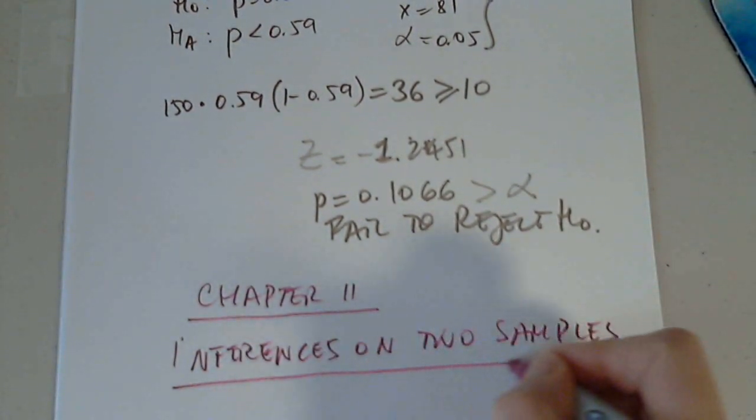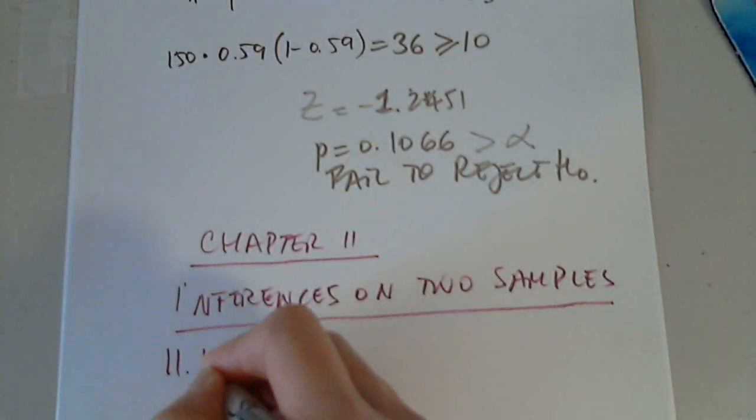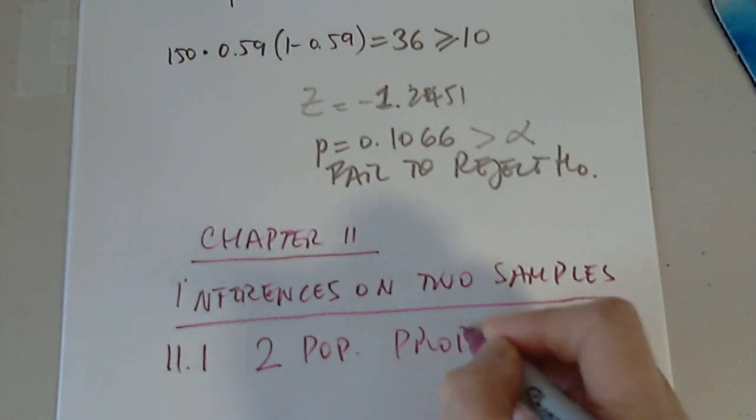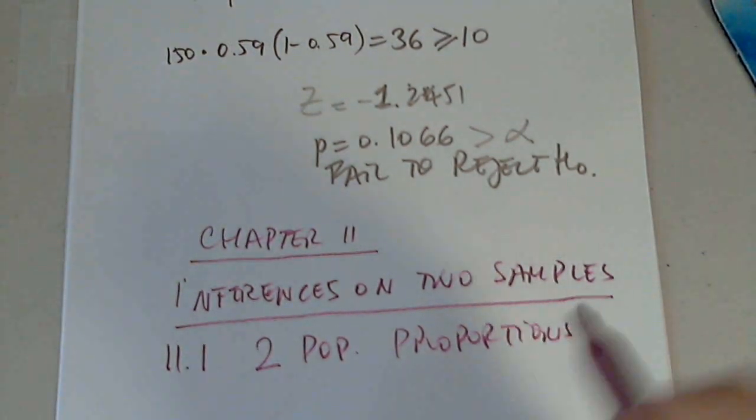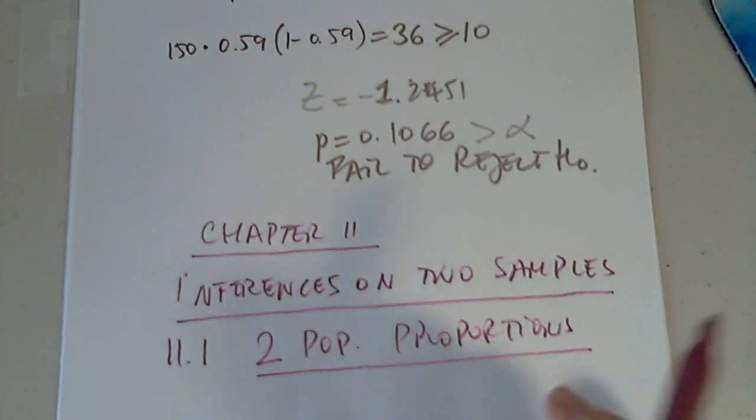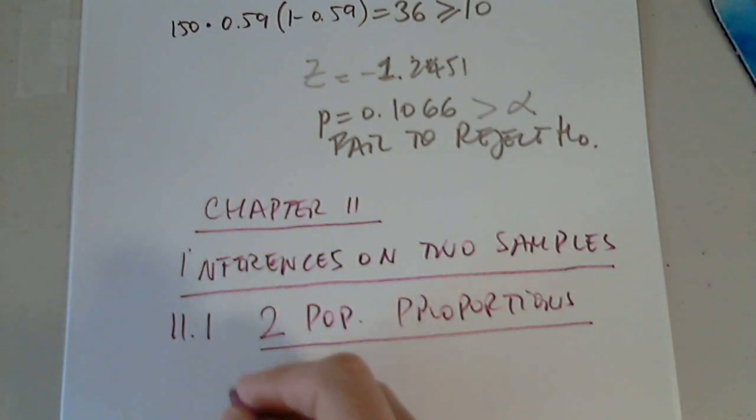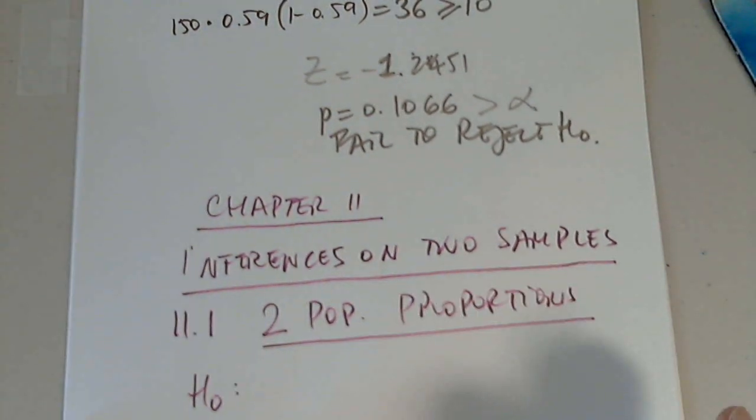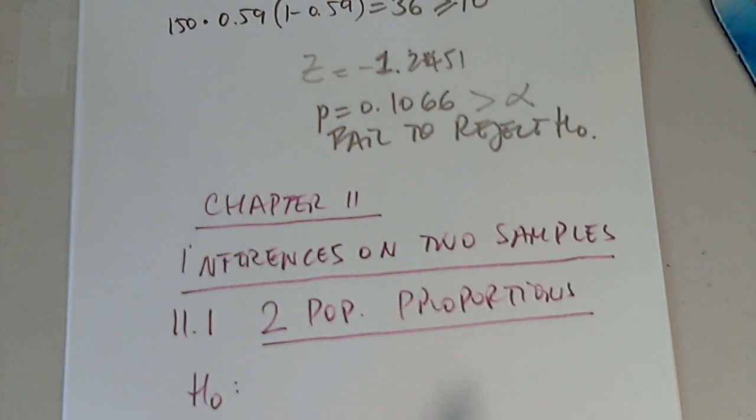This is the title of chapter 11, and 11.1, two populations proportions. Inferences on two population proportions. So we are going to look at now the alternative and the whole thing and conditions and everything, but I just want to jump in and give you the conditions or how the null and alternative hypothesis will look like.